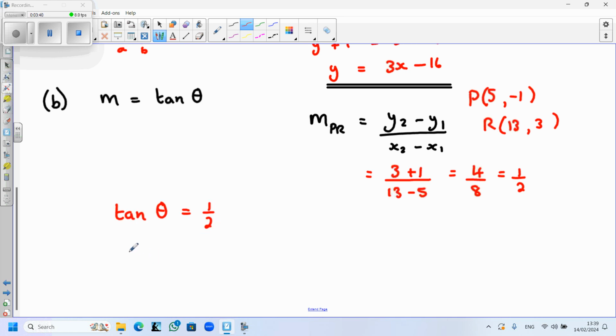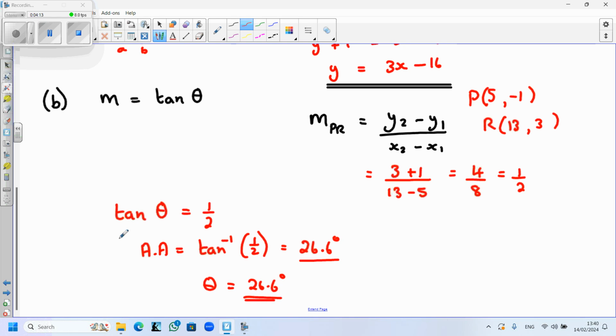It's a paper 2, so we can use a calculator. We want to work out the acute angle, and the acute angle is tan to the minus 1 of a half. So when you put that into your calculator, you get 26.6 degrees. Now we've got to think about what quadrant, but tan would be positive in quadrant 1 and quadrant 3. Quadrant 3 would be an angle that is bigger than 180. So our answer there for theta, for the angle that it makes, is 26.6 degrees. So it is the quadrant 1 answer.